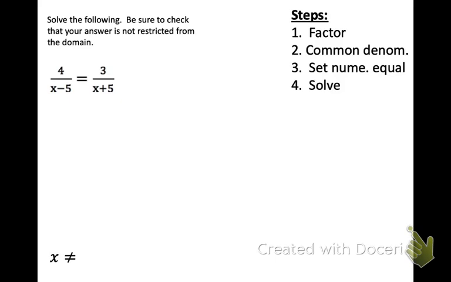All right, next one, we need common denominators. I'm just going to multiply this one by a factor of x minus 5 on the top and the bottom. And then this one by a factor of x plus 5. And now I have my common denominators because they both have an x plus 5 and an x minus 5. I'm going to go ahead and distribute my 4 and my 3 into this next step.